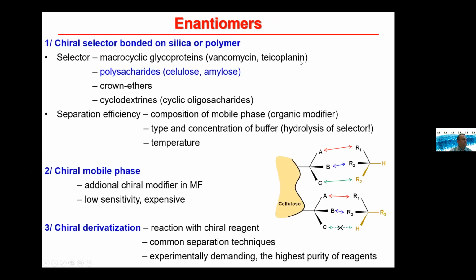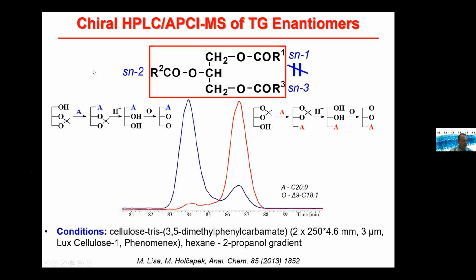And finally, the most difficult example, the most difficult isomerism, is enantiomerism. For this, you definitely need some chiral environment, either a chiral selector bonded in the stationary phase, which is the approach we have used, or a chiral mobile phase, which would be terribly expensive and difficult to use, or chiral derivatization to obtain diastereoisomers, which may be separated by conventional systems. I will show just examples using these polysaccharide chiral selectors applied to acylglycerols.